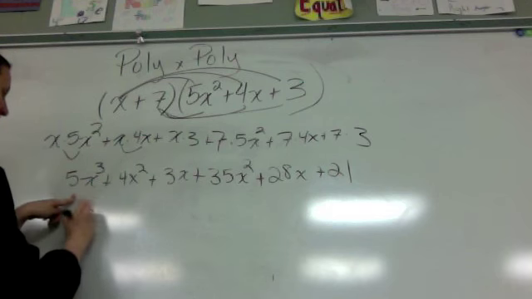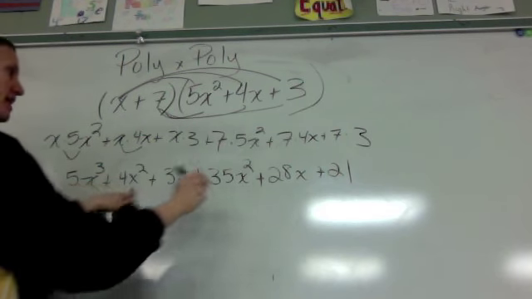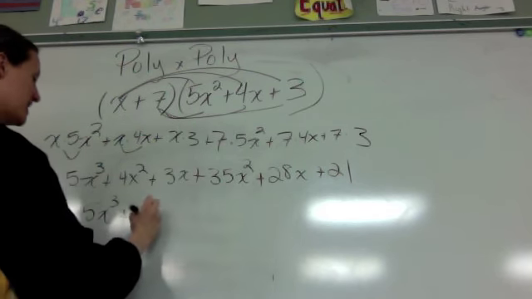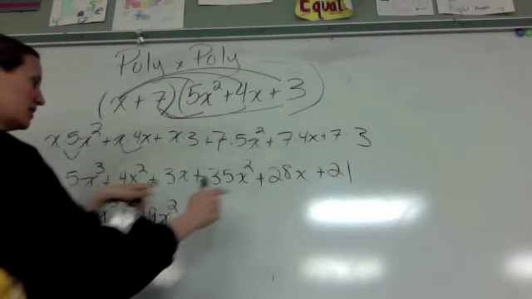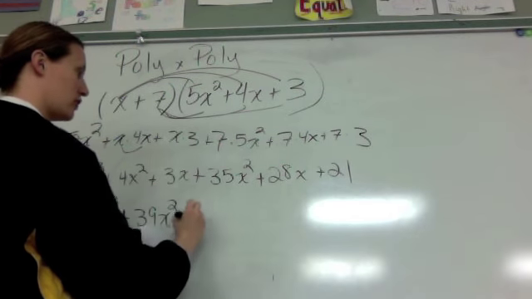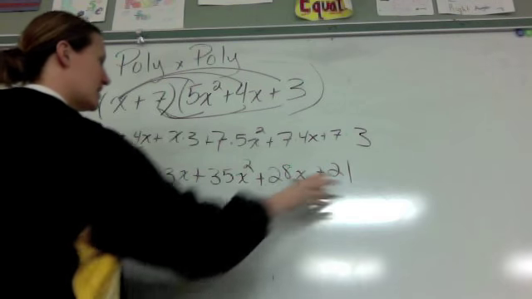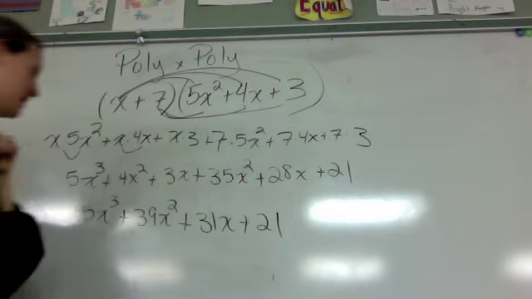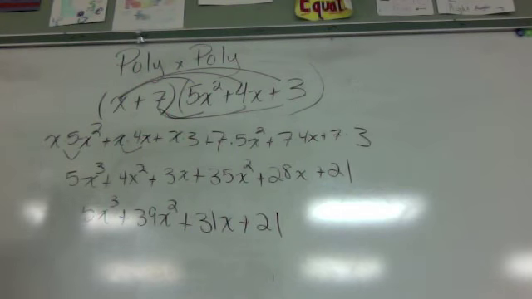This is the only x to the third. Here's an x squared and an x squared, so that's 39x squared. 3x plus 28x is 31x. And then that's my only constant, so I leave that there. And that would be your final answer.